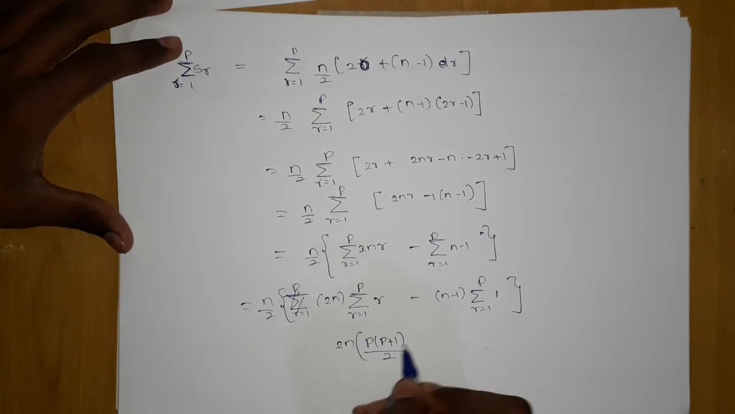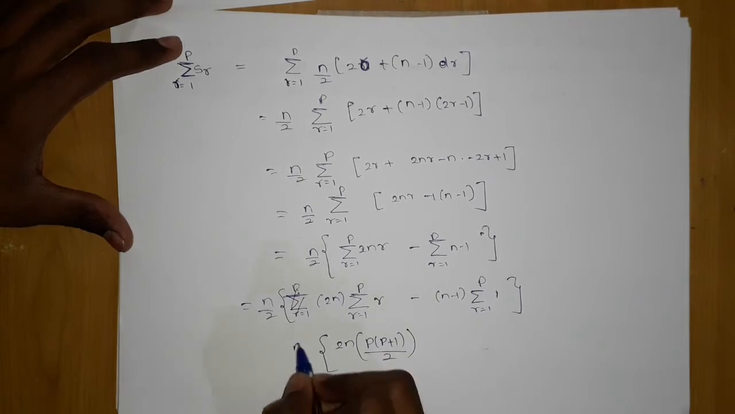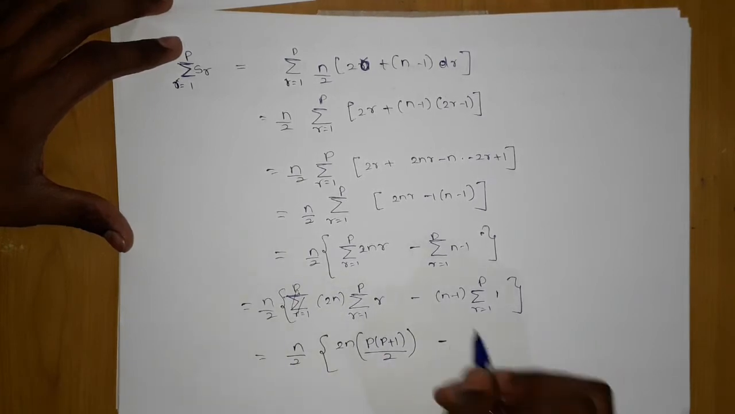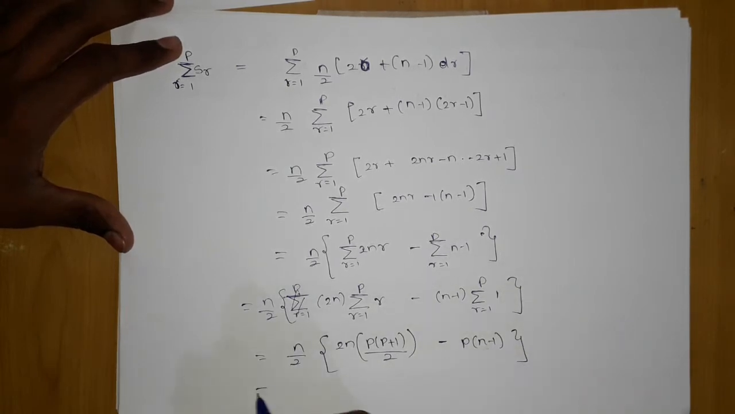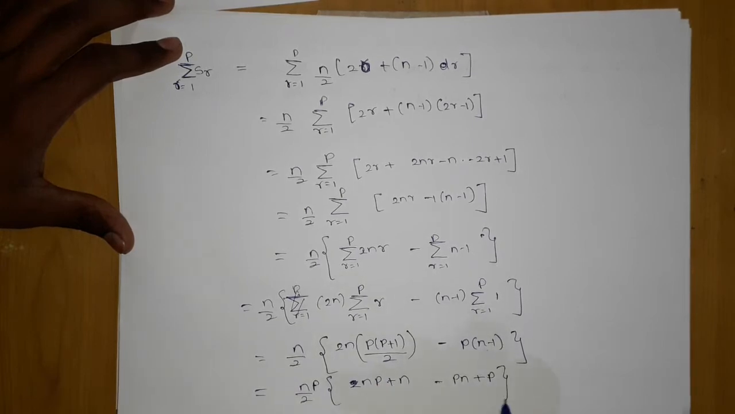Here it will be 2n, n by 2 will be outside still, and here what I have, it will be addition till p times p into n minus 1, basic summation which I have already taught you. If I take p common from all, we have np by 2. Now here what we have? 2np, 2 will cancel out, np plus n minus pn plus p. We have this thing.